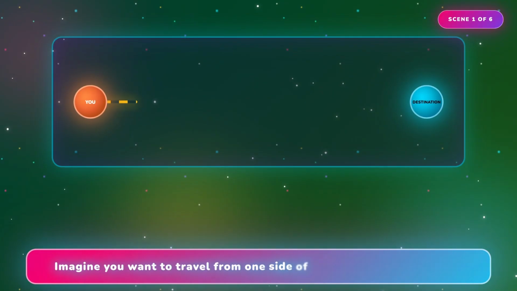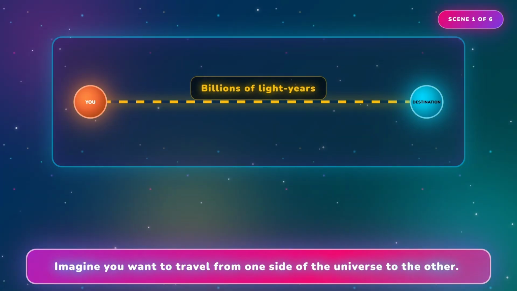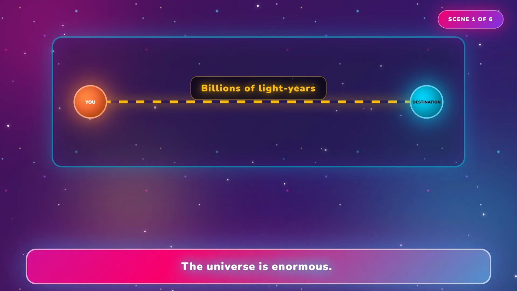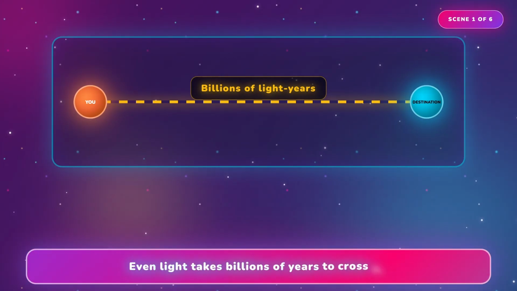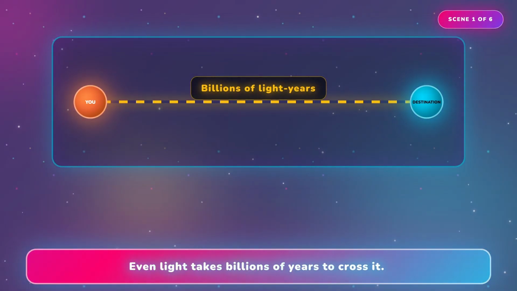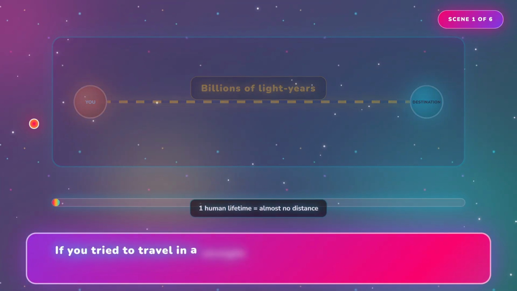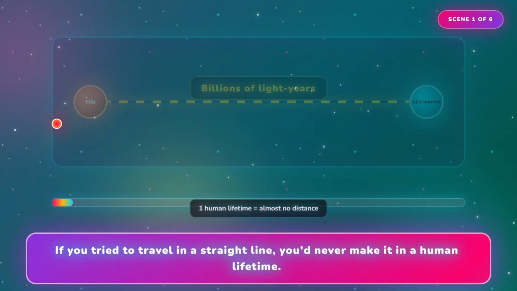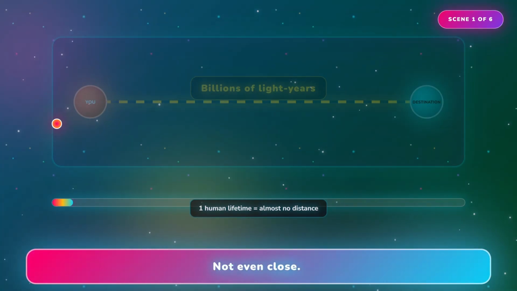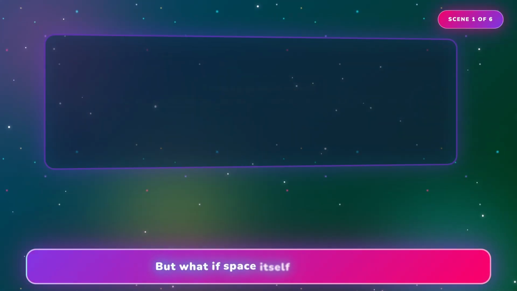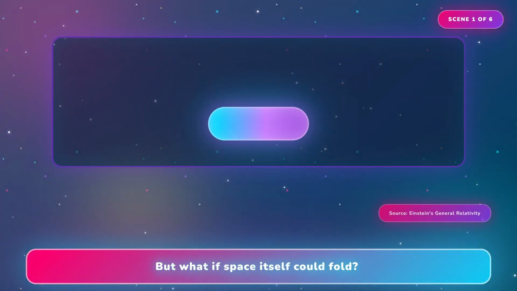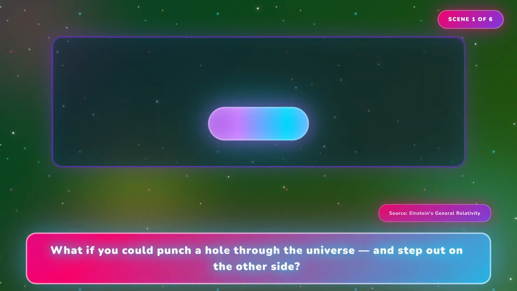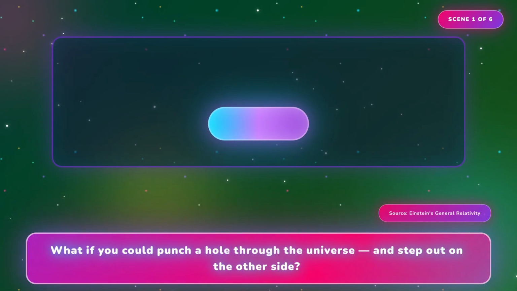Imagine you want to travel from one side of the universe to the other. The universe is enormous. Even light takes billions of years to cross it. If you tried to travel in a straight line, you'd never make it in a human lifetime. Not even close. But what if space itself could fold?